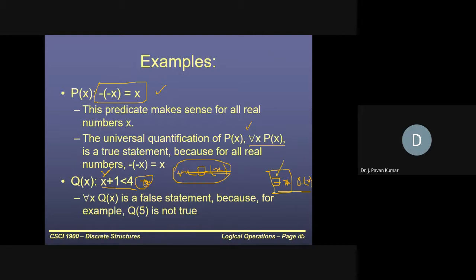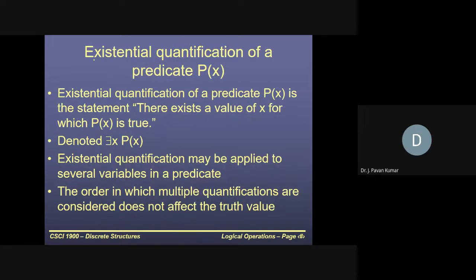So this is the second quantifier, and we call this existential quantification. We denote this as there exists x, P of x. That means for at least one value of x, P of x is true. We can say there exists a value of x for which P of x is true, and that we denote with the there exists symbol. Clear?